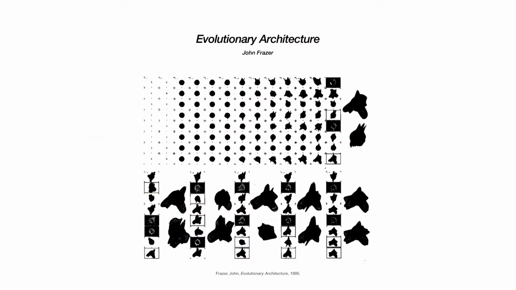It did not go very far in architecture, but in 1995, theoretically, it kind of did. Fraser wrote a book called An Evolutionary Architecture, and he described a theoretical model of how architecture could be based on this emergent phenomena.